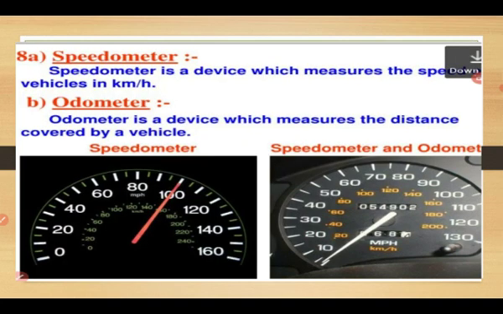Now we are going to study the speedometer and odometer. Students, you know that you have a bike, scooter, or various types of bikes. On the head of the bike we can see the speedometer and odometer. The speedometer is a device which measures the speed of the vehicle in kilometers, and the odometer is a device which measures the distance covered by the vehicle.